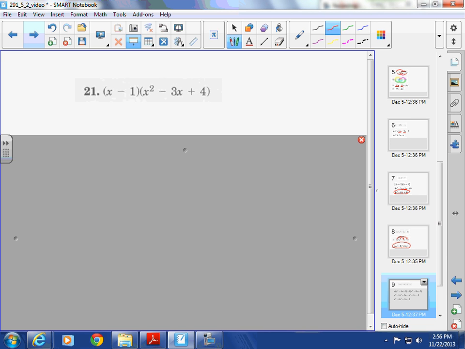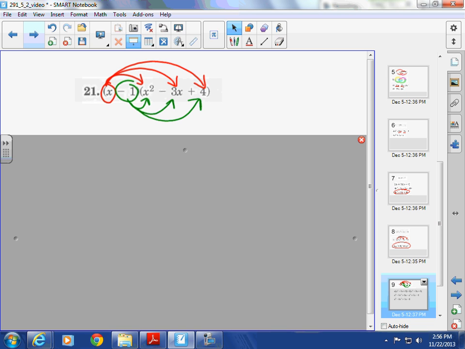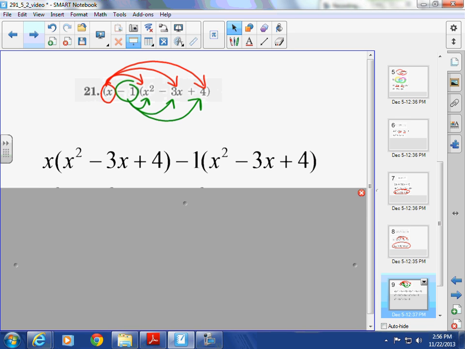And the last example here, we have a binomial times a trinomial. We don't have a fancy word like FOIL, but basically it's just the distributive property. We're going to take the x, and we're going to make sure we multiply x by everything. And then we're going to do the same exact thing with the negative 1. We're going to multiply it by this, and by that. It's probably easy to see it if you separate it: x times the whole trinomial, negative 1 times the whole trinomial.